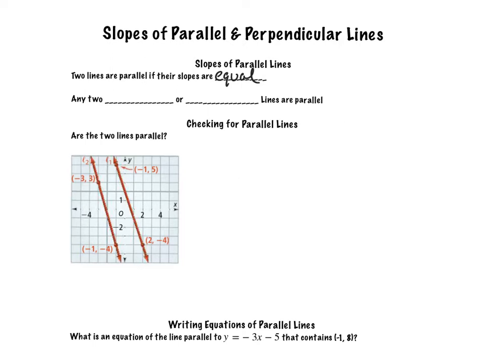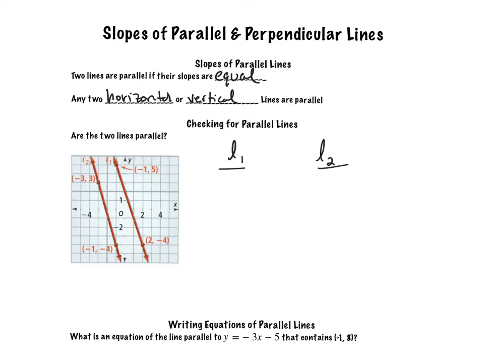And then I know that if I take any two horizontal or vertical lines, those are going to be parallel. So when we check to see if two lines are parallel, I'm just going to find their slopes. So what is the slope of line 1 and what is the slope of line 2?